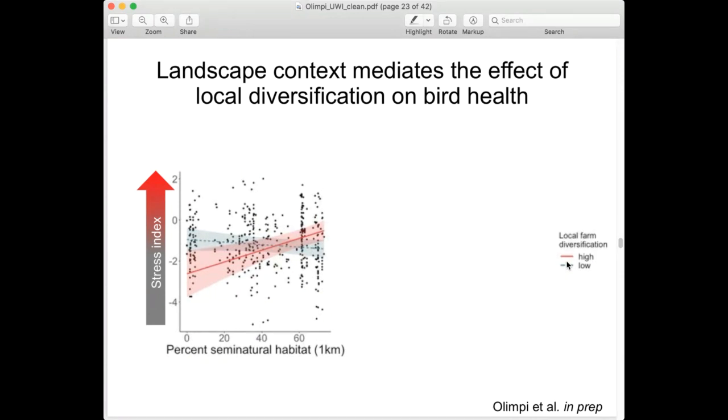And so the pattern that we notice here is that diversification is associated with higher stress in complex landscapes. But in landscapes that don't have a lot of semi-natural habitat, stress decreases as semi-natural habitat increases.